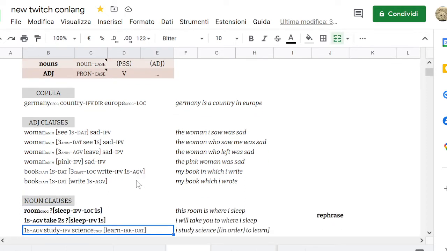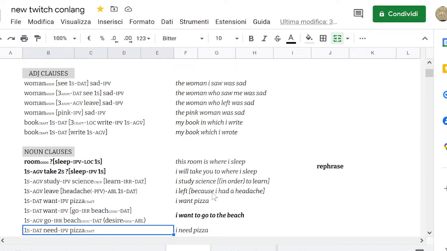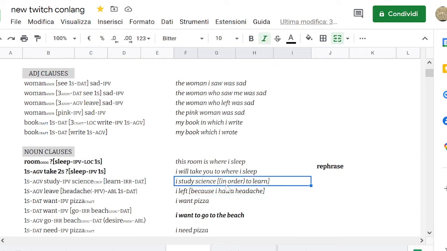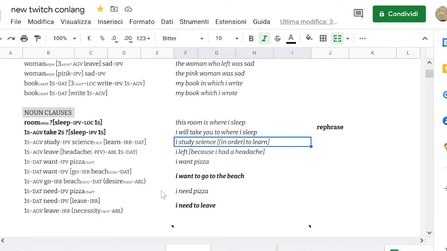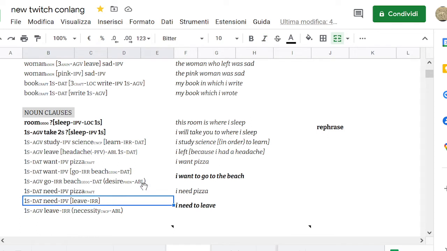So some of the examples we had here were like, I study science in order to learn, or just to learn. To learn, or in order to learn, that sort of clause, to learn, is the purpose of study. So it has a role in relation to study. So what we talked about was marking verbs for case. So if you have a noun clause that is a verb, the verb will indicate that it's a noun clause by marking itself for case, unless it is the patient of the verb, which I don't think we had any examples of that, did we? No, we did. Yeah, we did. With want and need.